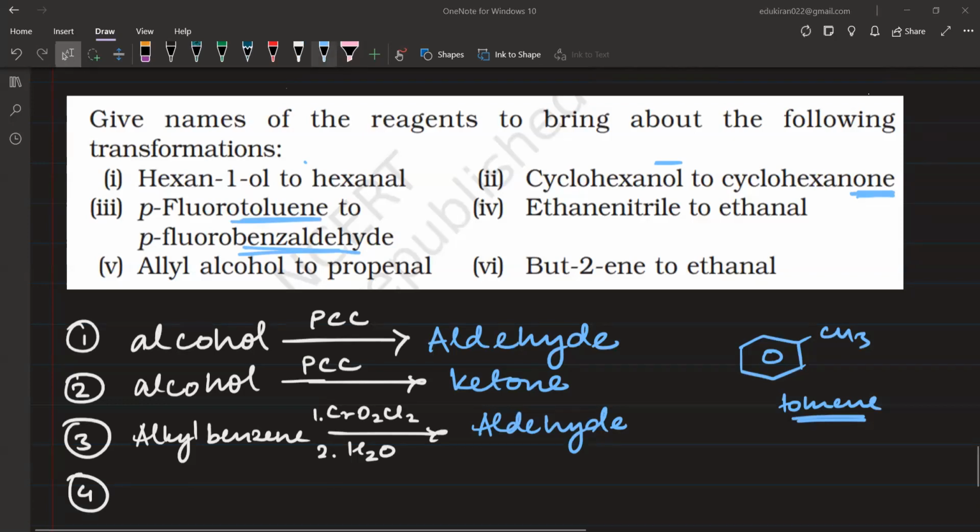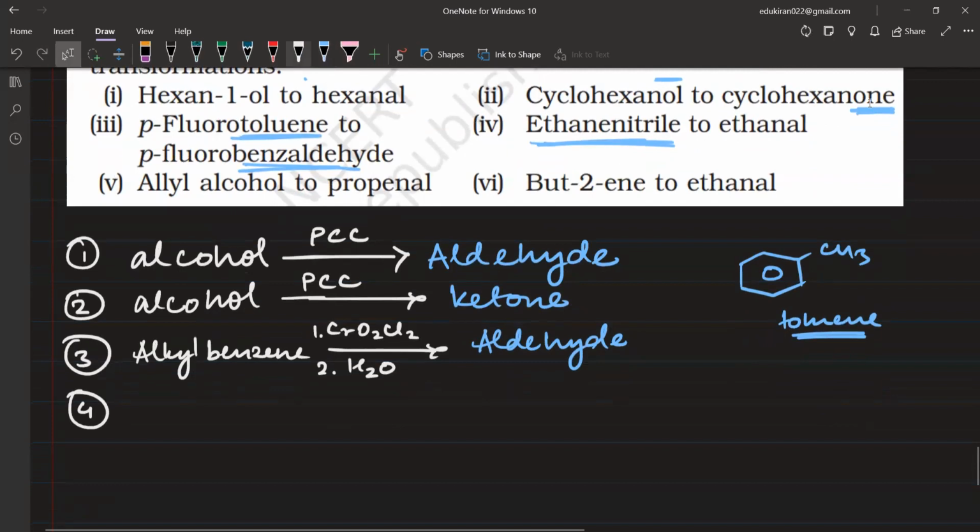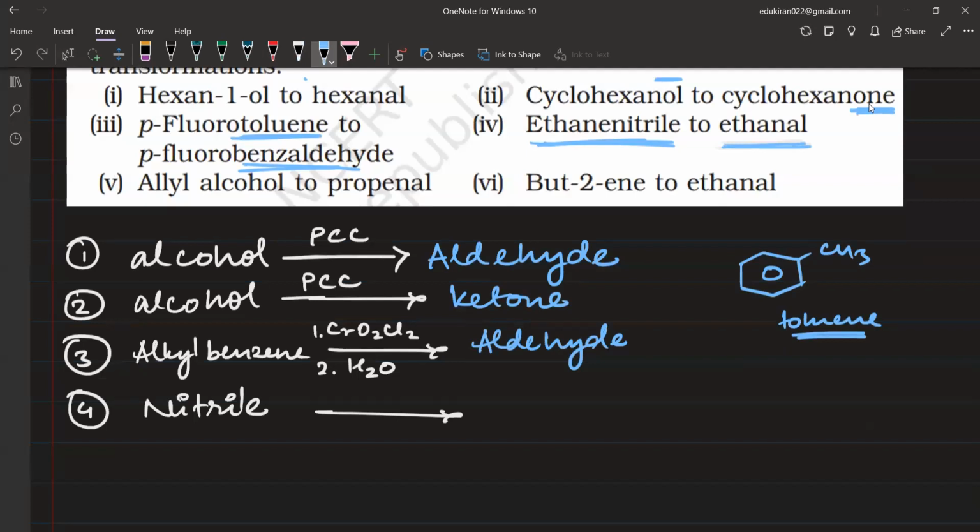What class of compound is this? Nitrile. नाइट्राइल. बताइए. नाइट्राइल से आज ही कराया है ना? आज भी कराया है. नाइट्राइल से व्हाट क्लास ऑफ कंपाउंड इज दिस? Aldehyde. एल्डिहाइड.